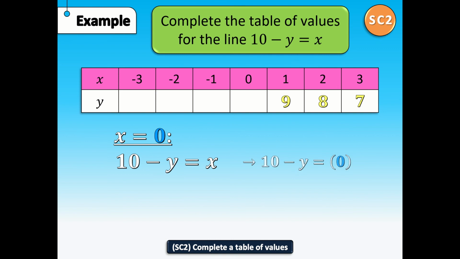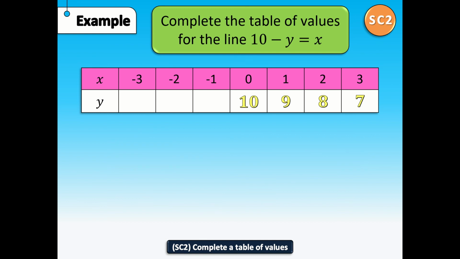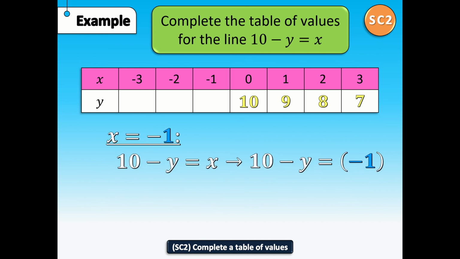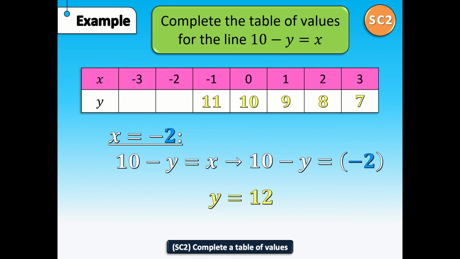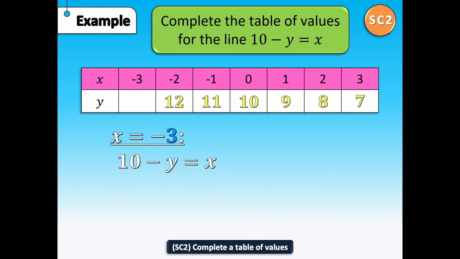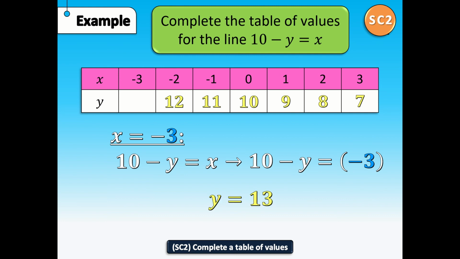When x equals 0, 10 take away y equals 0, so y must be 10. When x equals minus 1, y must be 11. When x equals minus 2, y must be 12. And when x equals minus 3, y must be 13. So now we've completed the table of values.